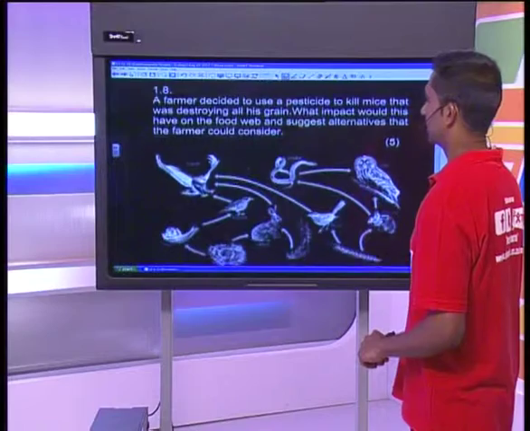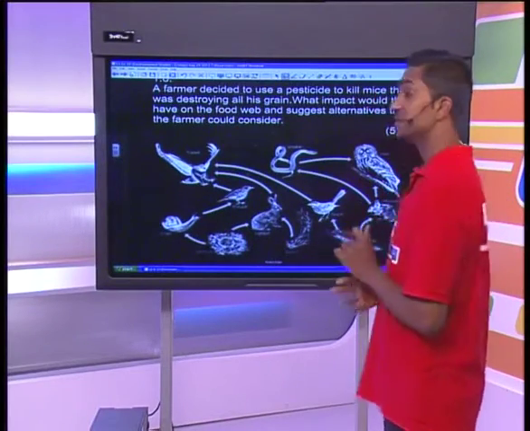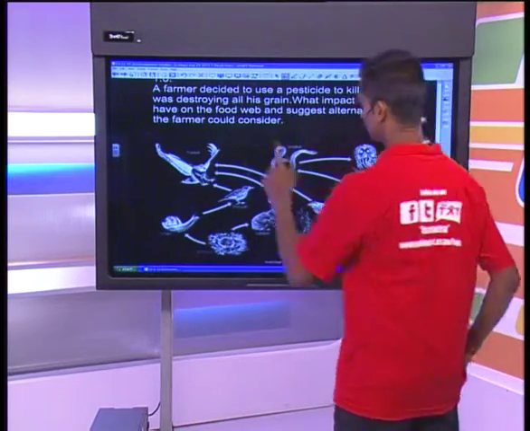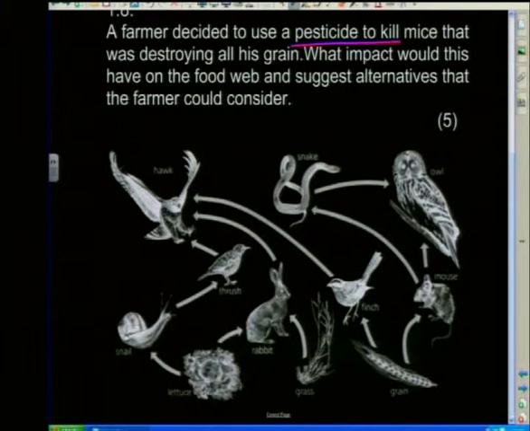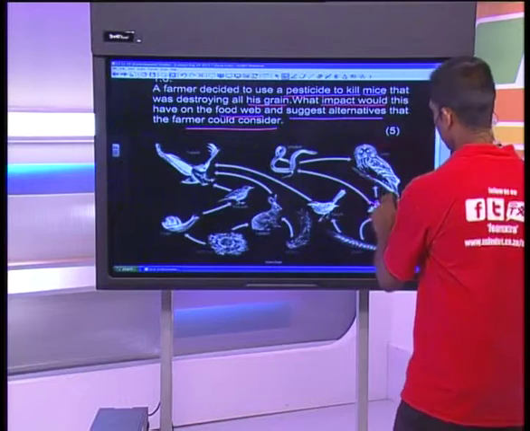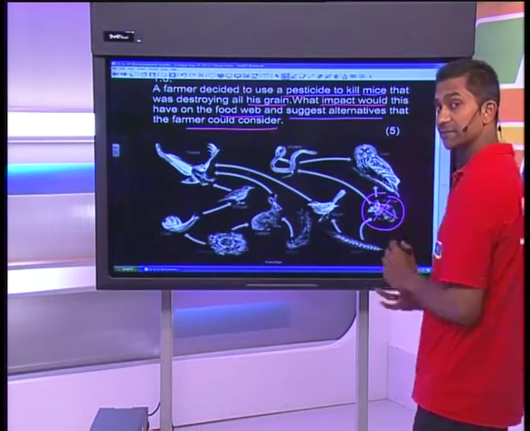Okay. And finally, we come to a very interesting question, and this is about the use of pesticides in agriculture. A farmer decided to use pesticides to kill mice, as they are pests that were destroying all his grain. What impact would this have on the food web? Suggest alternatives that the farmer could consider. If we looked at this food web and said that the mice were eliminated because the farmer used pesticide, we would then need to look at the impact of the reduction or removal of mice from that population.